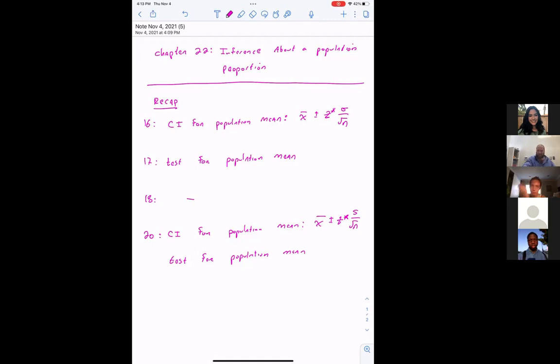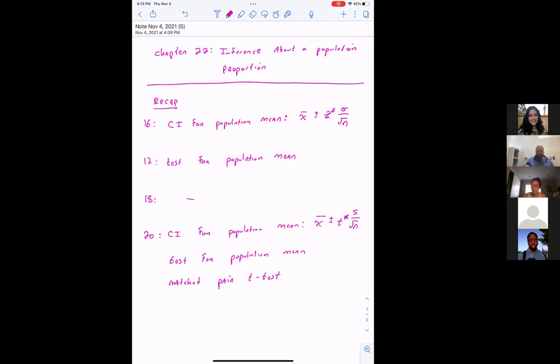I don't know. Interesting. Did you say T star or Z star for chapter 20? T star, you can see it, right? Does my T look like a Z? T star. And then we also did the matched pair t-test as well. So we did all of that so far.